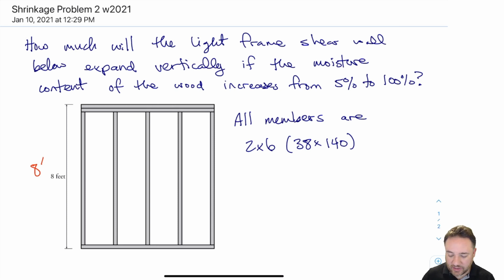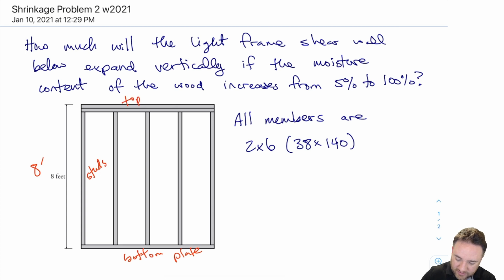The plywood sheathing or the OSB sheathing is not shown here, but we have studs, which are the vertical members. These are the studs. This is a bottom plate, and there's a top plate. There's 2 of them there.